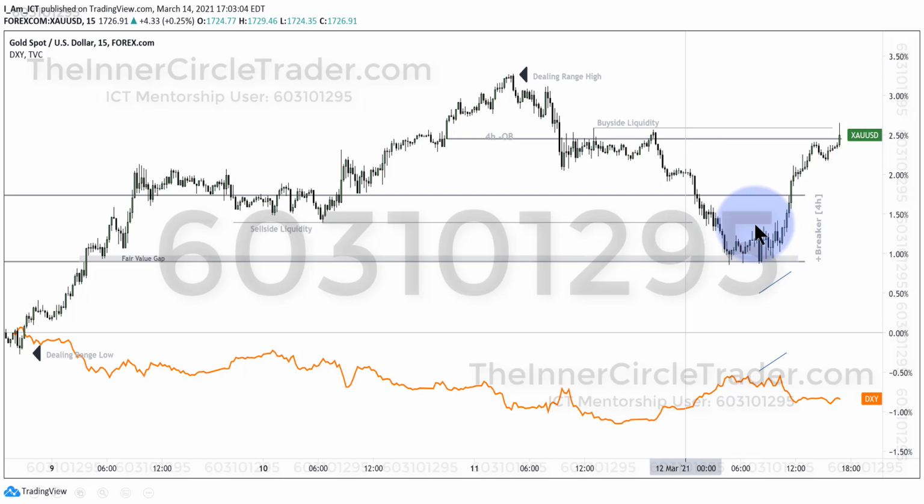Inside of this area here, look what was happening. Gold was failing to make lower lows here. It was making higher lows. At the same time, the dollar was going higher as well. That should not happen. If you're looking at gold and it's making higher highs, dollar should be making lower lows. If gold is making lower lows, dollar should be making higher highs.